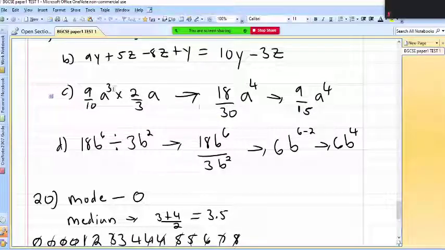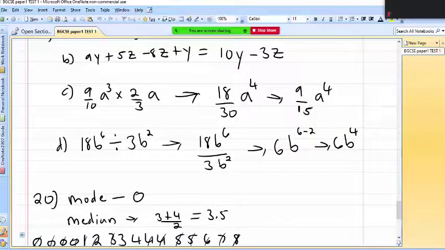A to the 3 times a to the power of 1. Anything that just has a variable means it's raised to the power of 1, so it gives you a to the power of 4. And in this case, you always have to reduce. So these two numbers here, you have to reduce. Divide by 2, you get 9 over 15. Okay, and so that will be your answer for that one.